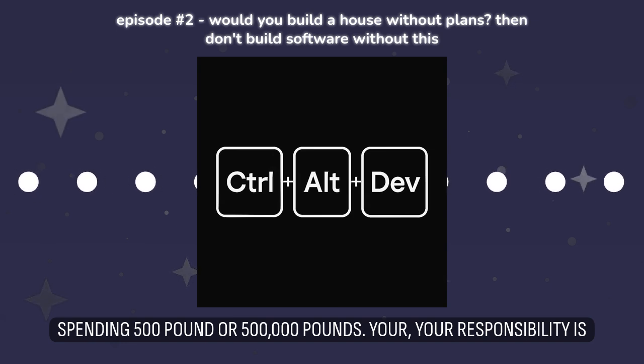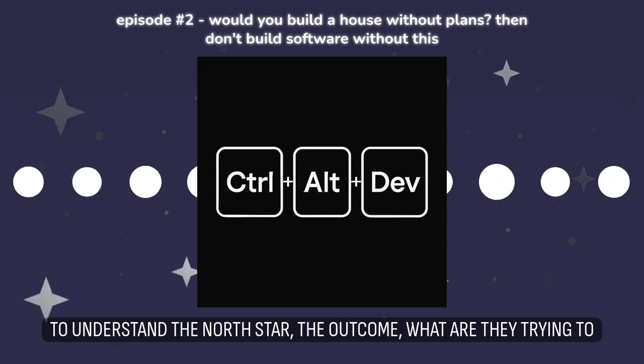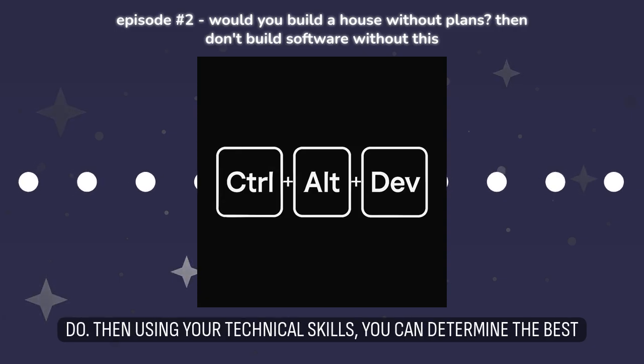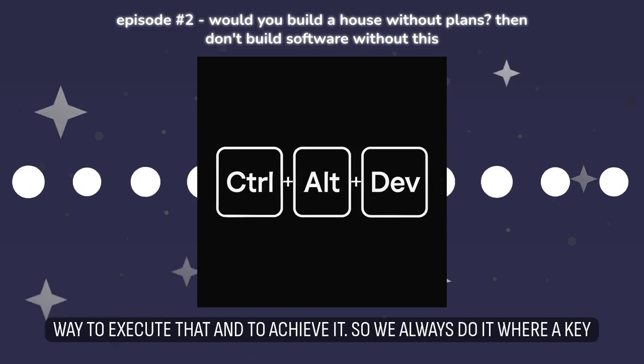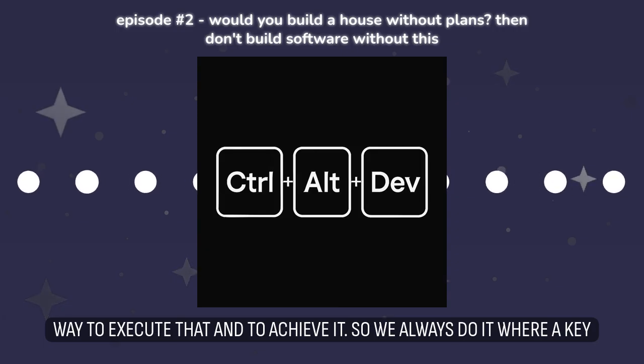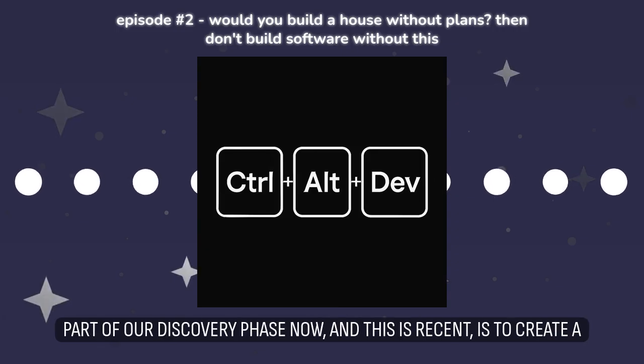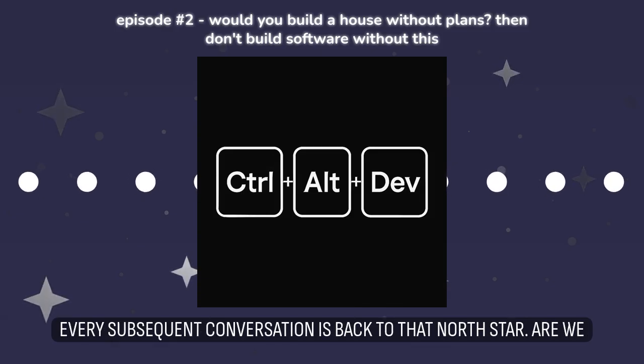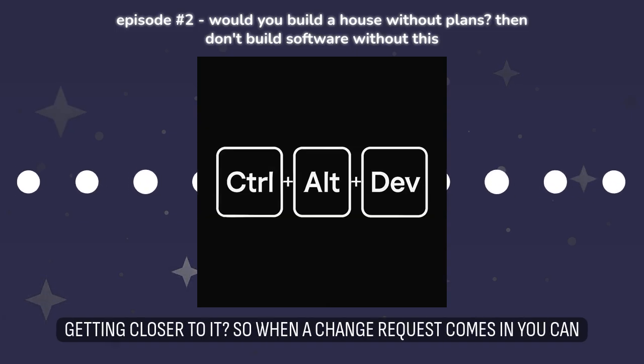Your responsibility is to understand the North Star, the outcome. What are they trying to do? Then using your technical skills, you can determine the best way to execute that and to achieve it. So a key part of our discovery phase now, and this is recent, is to create a number. So we have a North Star number that's the outcome, and every subsequent conversation is back to that North Star. Are we getting closer to it?